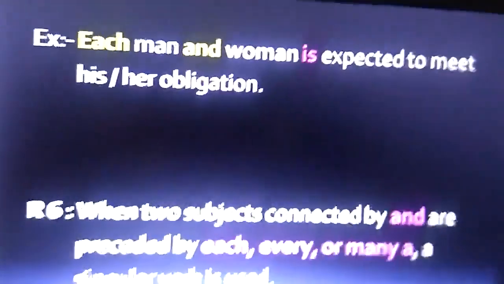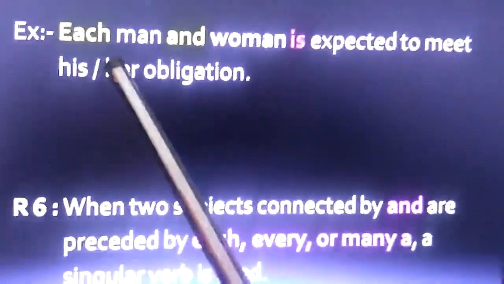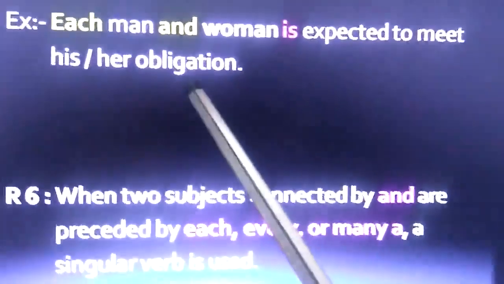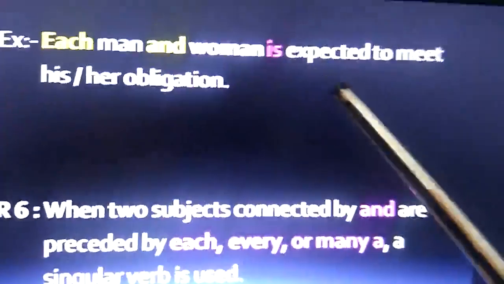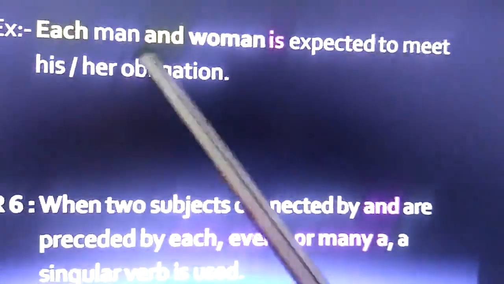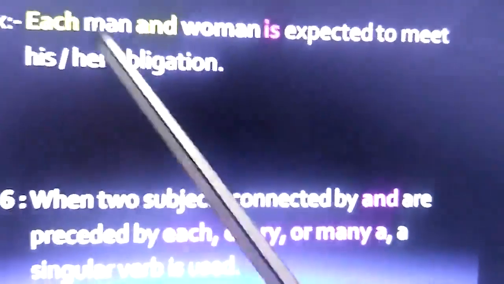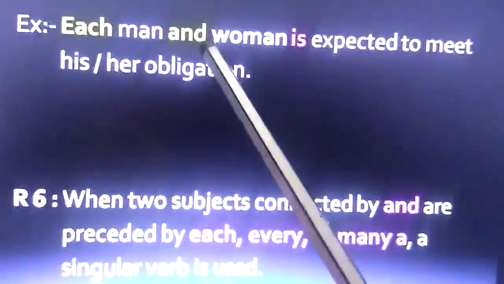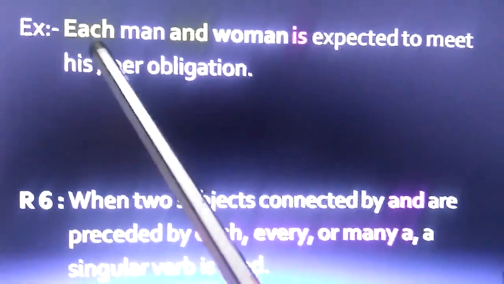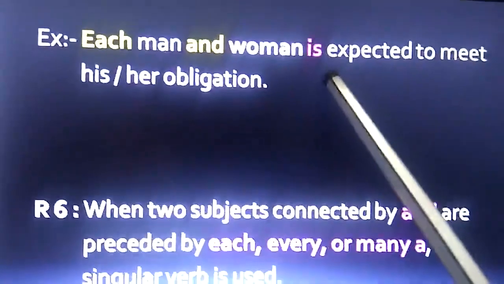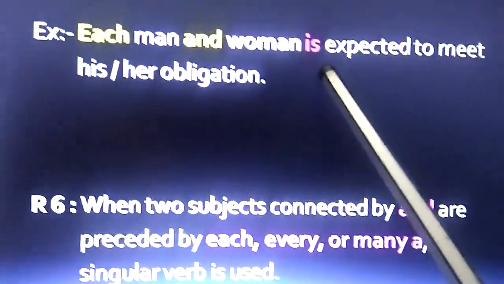Take one more example. Here, in this example, each man and woman is expected to meet his or her obligation. Here, in this sentence also, we have two singular nouns, man and woman. These two nouns are connected by using a connective, and. But one thing we have to focus on is that we have used one more word here, that is each. So if such a word precedes these singular nouns, then we have to use a singular verb in the sentence. This is a rule that we have to remember.